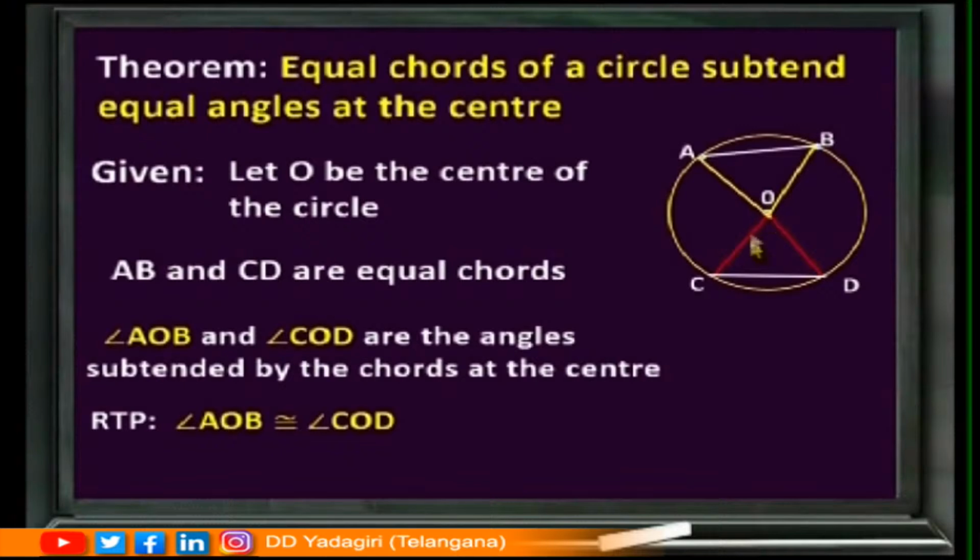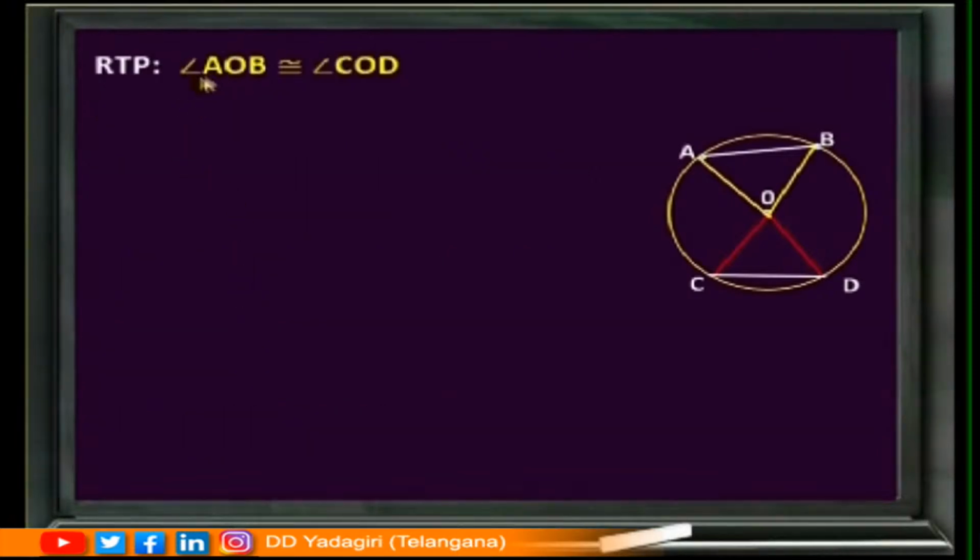Now, what we need to prove? We need to prove angle AOB is equal to angle COD. These two angles are equal. We need to show that. So, what is the theorem? Equal chords of a circle subtend equal angles at the center. We have to prove angle AOB is equal to angle COD.